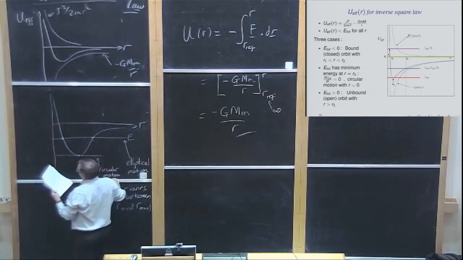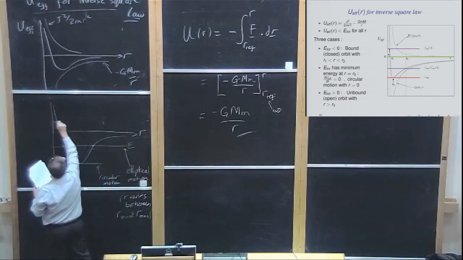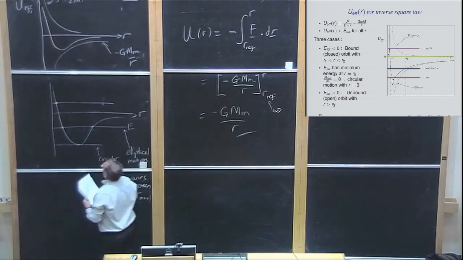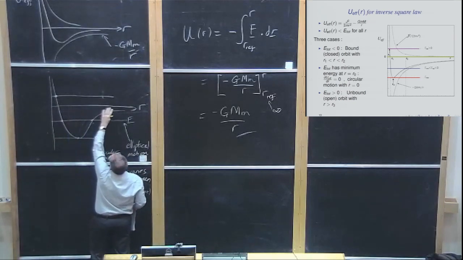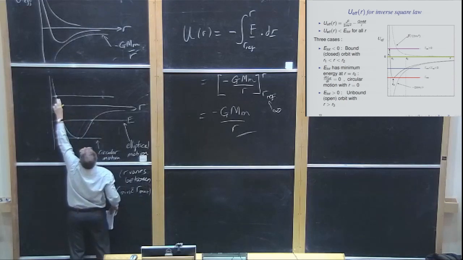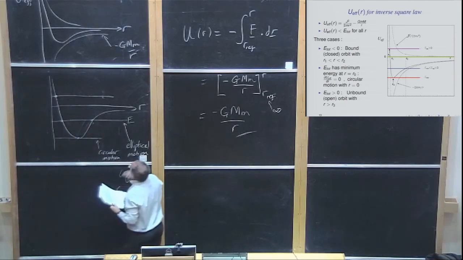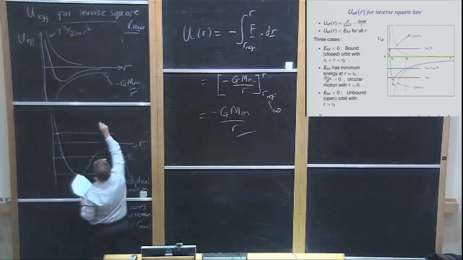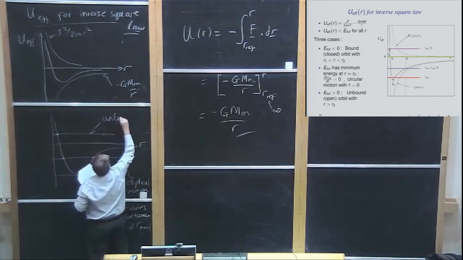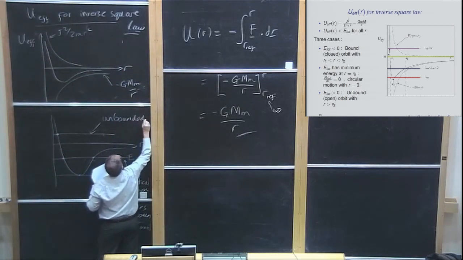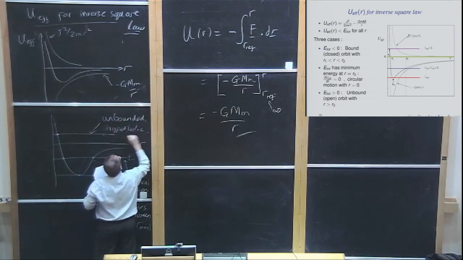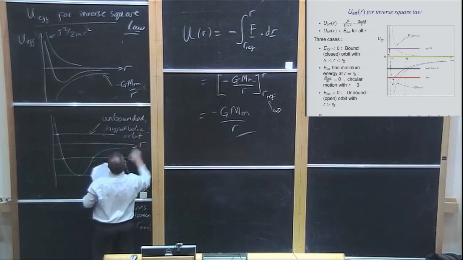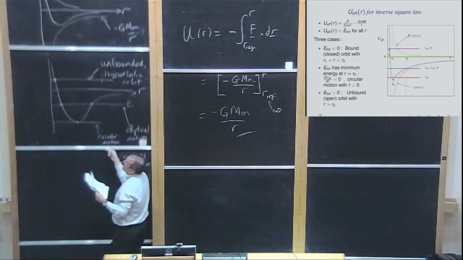And finally, we have the case where you could be up here, and there's only, so everything is allowed underneath this line, but the energy only crosses the line at one point, and this is the unbounded orbit. And it turned out to be a hyperbolic orbit. Okay? So these are the three cases one should have in mind.